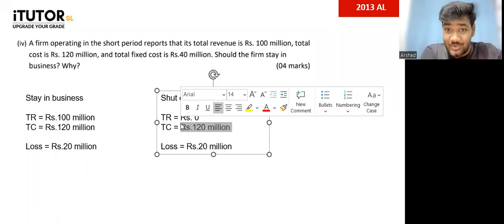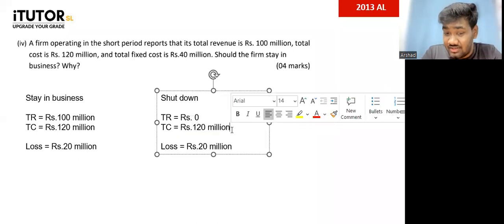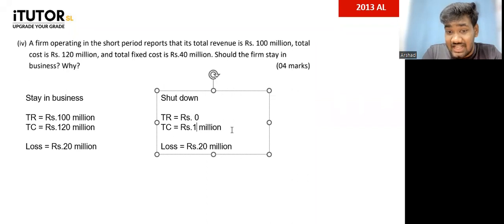No. Just because you have temporarily closed your shop, can you say, I'm not paying rent, I'm not paying interest on loans, I'm not paying insurance? You can't say that. You have to pay those fixed costs. Total cost is 120, fixed cost is 40. So you have to incur that 40 million. If you shut down, you will be making a loss of 40 million.